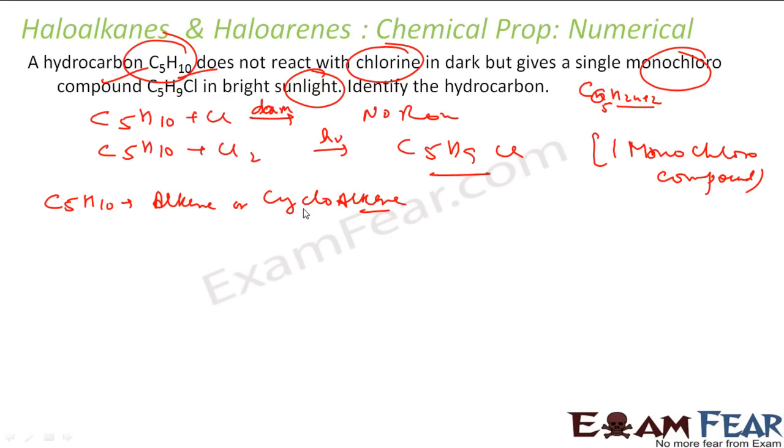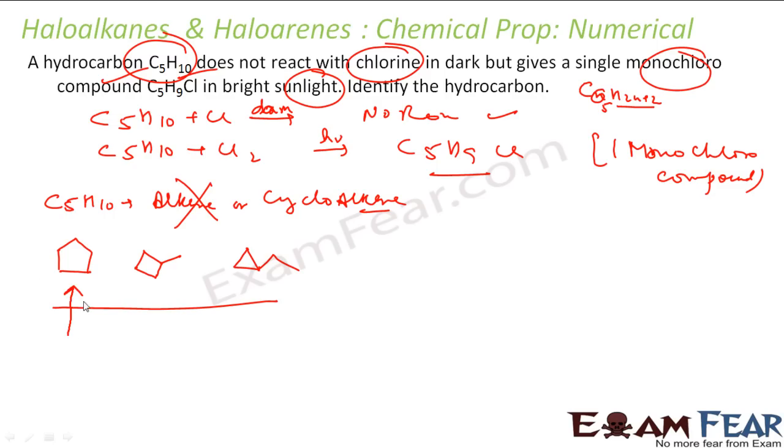We don't know. But it says it doesn't react with chlorine in dark. In the dark, chlorine would give an addition reaction with an alkene, but it doesn't react. That means there is no double bond, so it is not alkene. It has to be cycloalkane. For C5 cycloalkane, you can have one ring of 5, one ring of 4 with a methyl group, or a ring of 3 with ethyl group. So there are 5 possible options for this C5H10. Now it says that when you add chlorine, it gives only one monochloride compound.